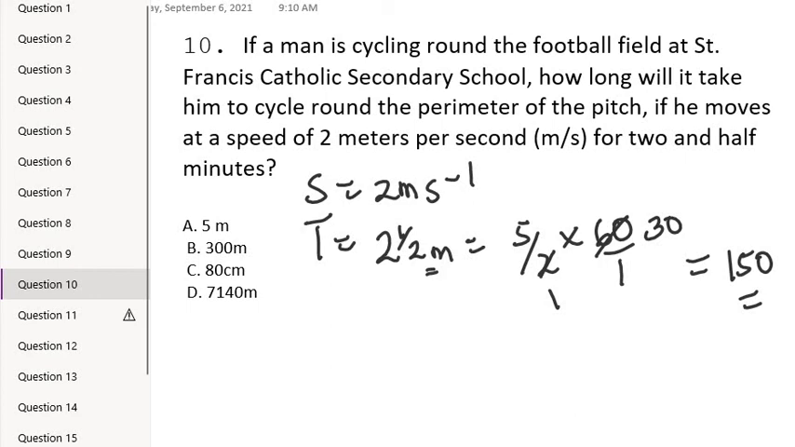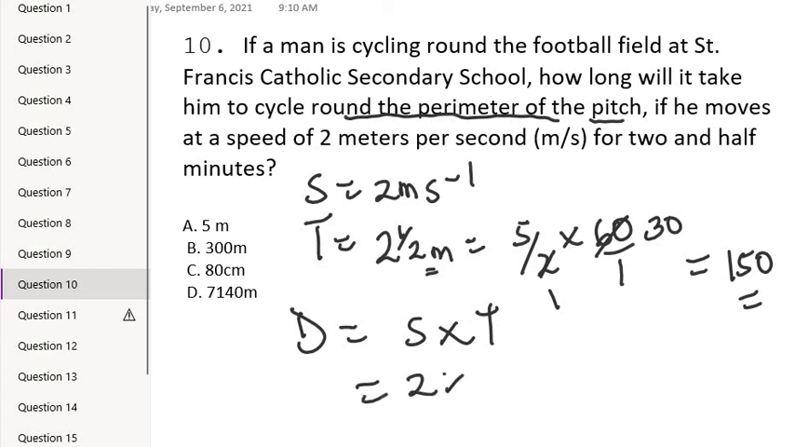To get the distance, which is the perimeter of the pitch, which is what we are looking for here, distance equals speed times time. The speed is 2, the time is 150. Everything here will give me 300 meters, which is B.